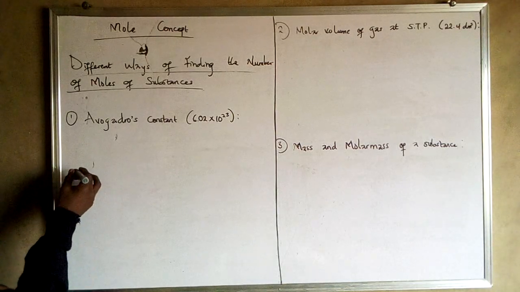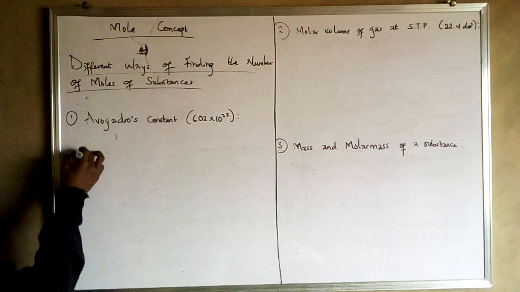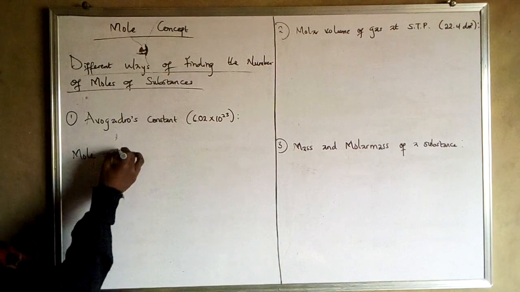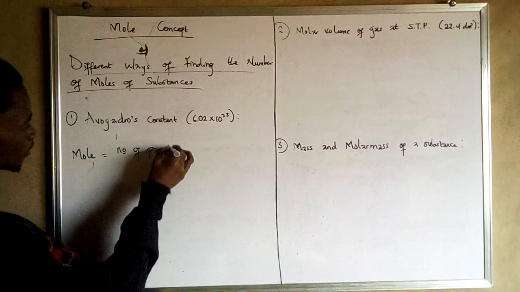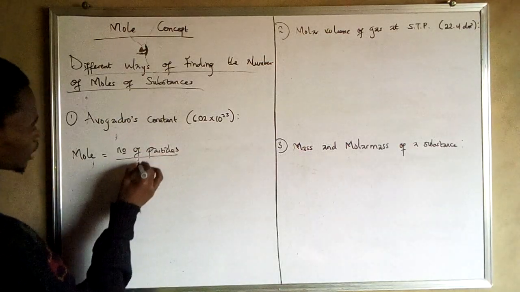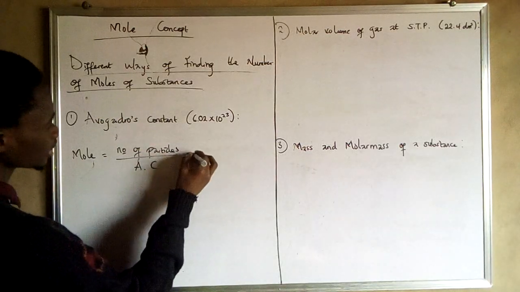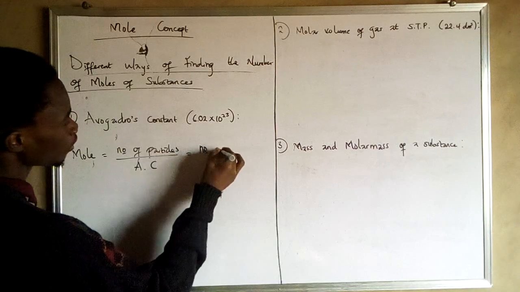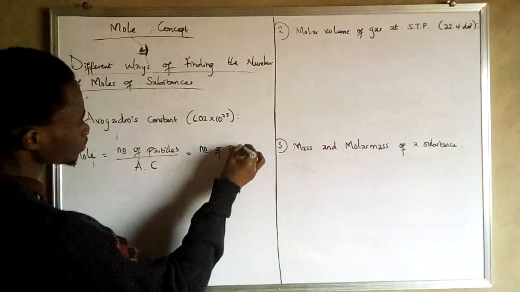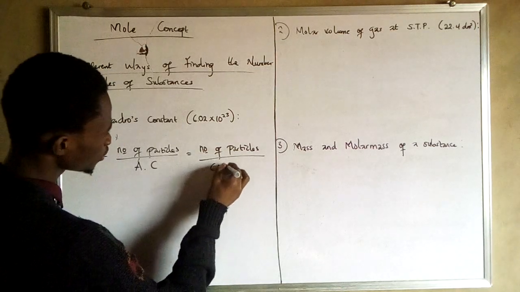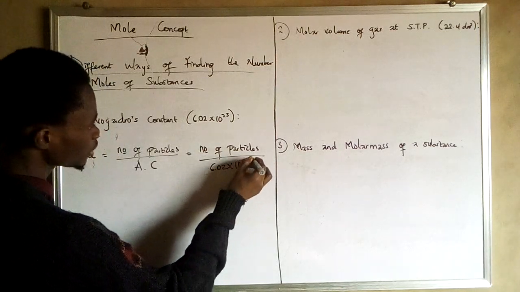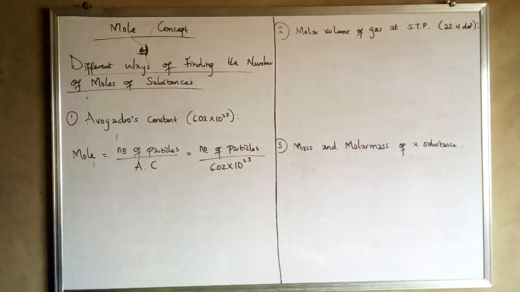So we're having something like this: mole is equal to number of particles over Avogadro's constant, or you say number of particles over 6.02 times 10 raised to the power 23. This is a simple formula of finding the number of moles using Avogadro's constant.